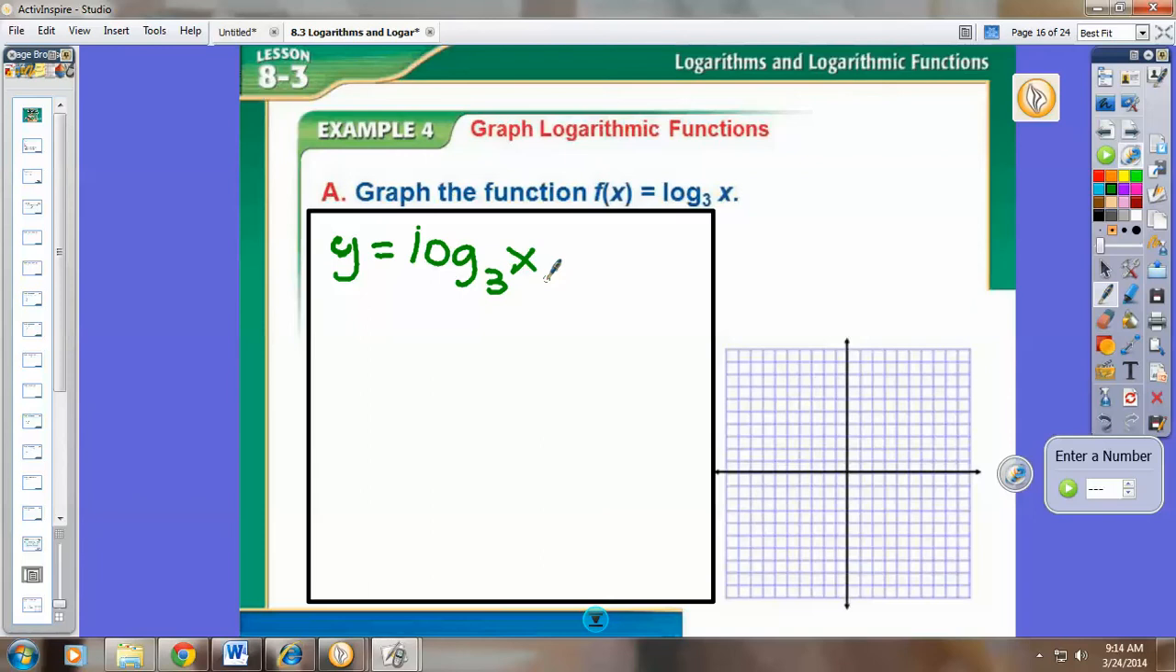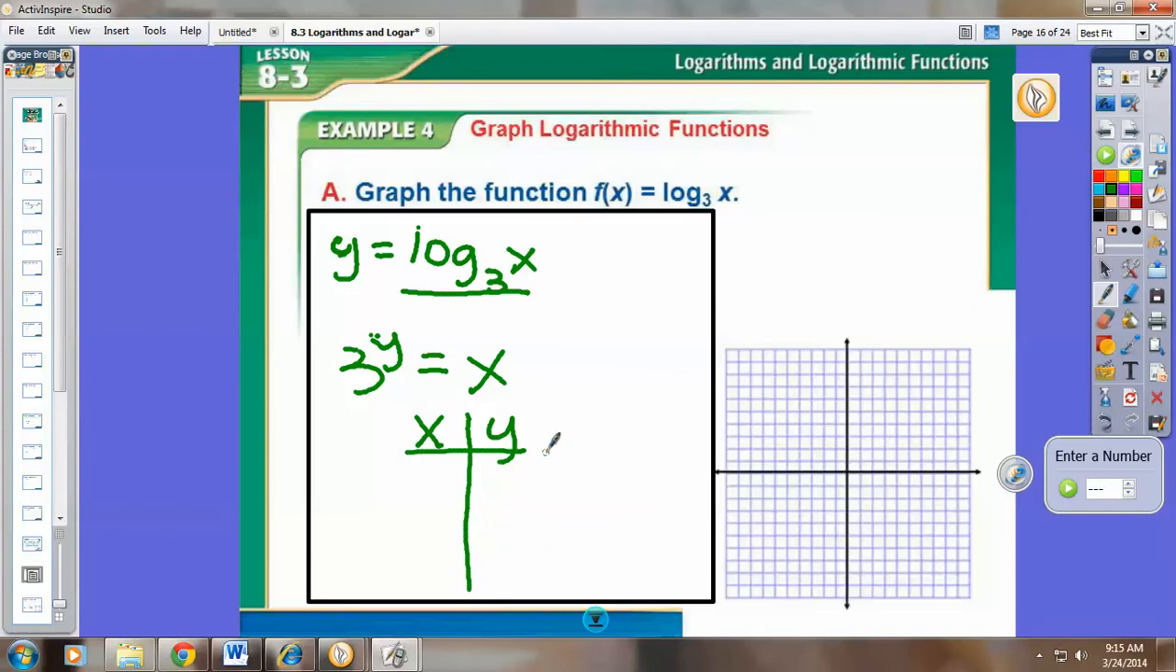What is the base in this equation? 3. Remember, your logarithm equals your exponent. What does this logarithm equal? Y. So 3 to the y power equals x. Now, how did we graph exponential functions, guys? X, Y, T chart. So let's do that.